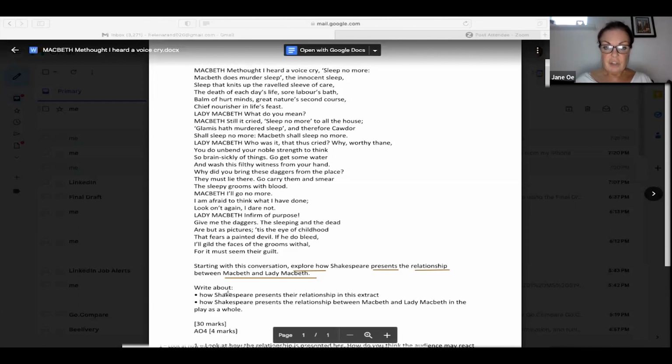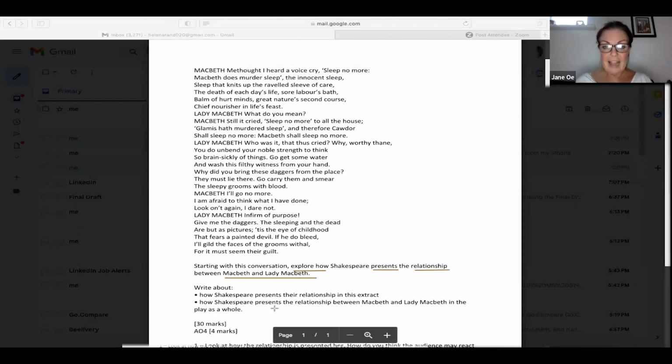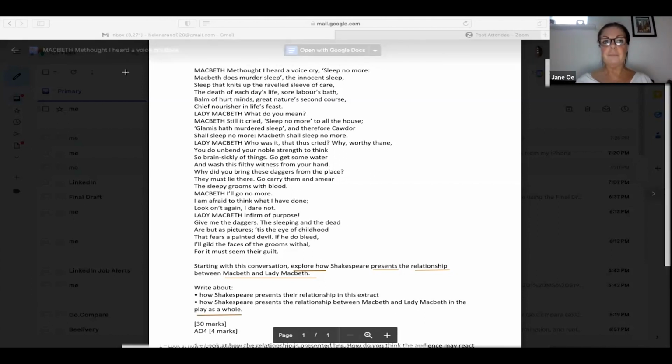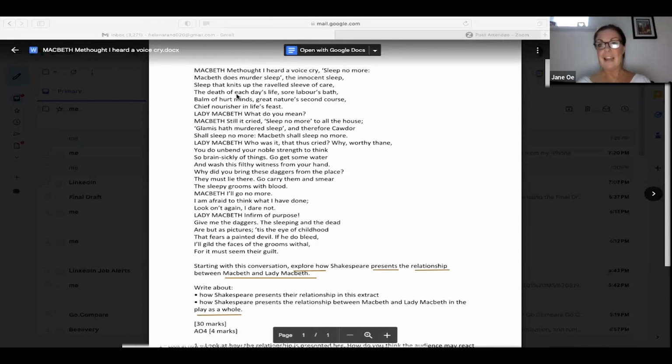And we're starting with this conversation. So how does Shakespeare present it? And how does he present it in the play as a whole? All right? So how do we do this now? What do we do? And it's the same for you with Romeo and Juliet. What's the first thing we do now? What do we look for? Where do we go in the text? Do we go to the end? We need to find quotes, don't we? We must always be led by the quotes. Yeah? So we're not looking for quotes talking about relationship. We're looking at the language that they talk to each other to tell us about their relationship, aren't we?